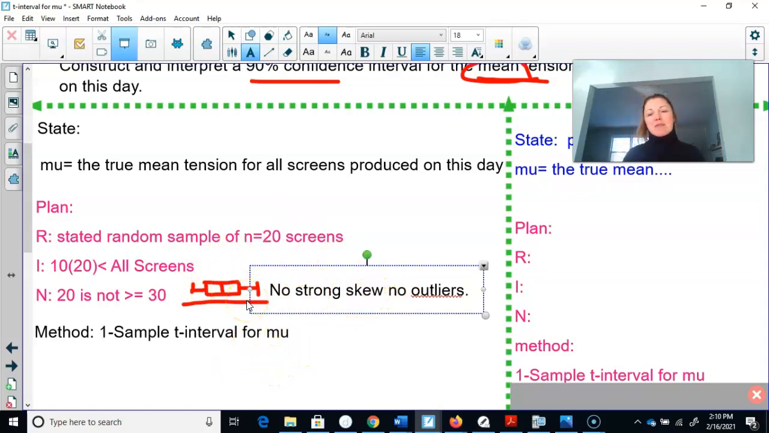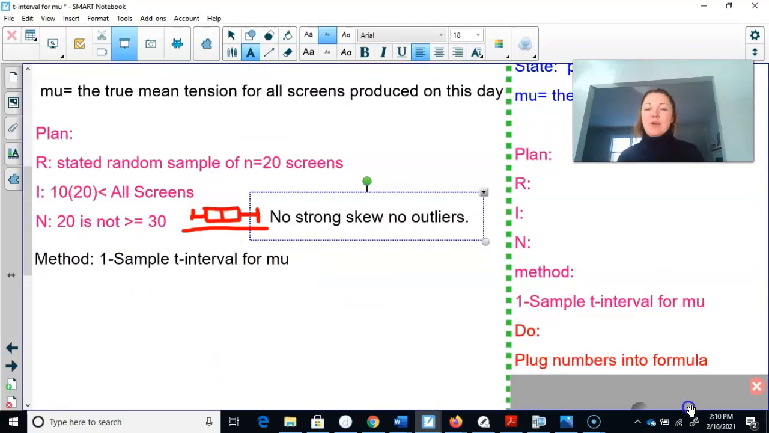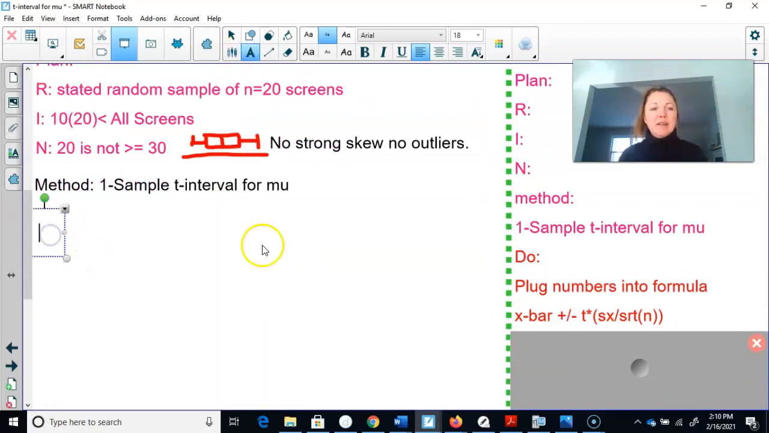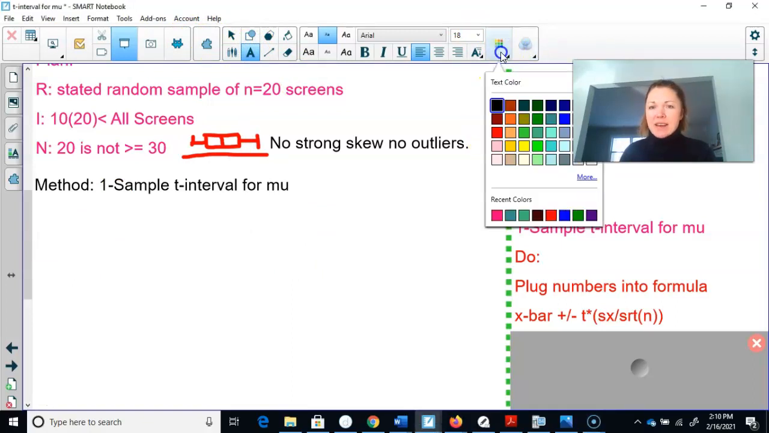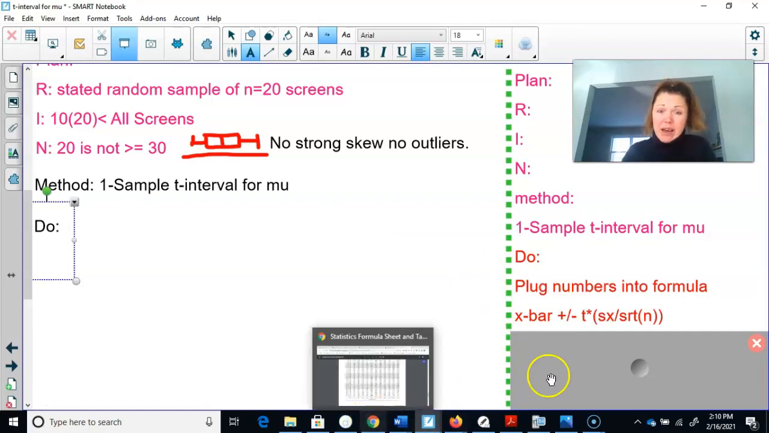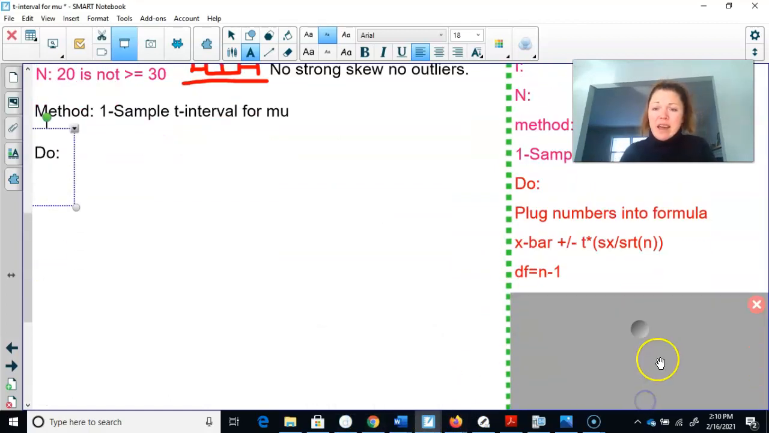Okay, we've done the state, we've done the plan, we have our method. Let's go ahead, let's do our do. Plug our numbers into our formula, okay? So I'm going to change the color here to red, and it's not letting me, awesome, not a problem. Do, we have our X bar first. So, what is my X bar? We need to go ahead and figure that out, okay?